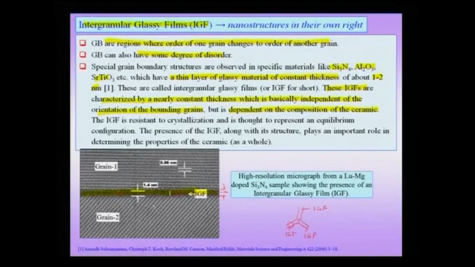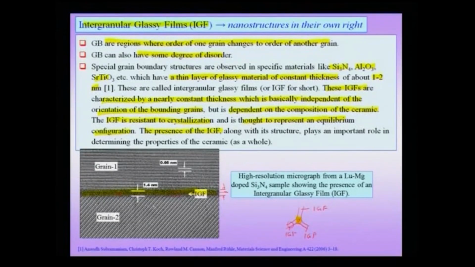That means, suppose you put more and more calcium, then it only retains a certain amount of calcium in the IGF region, and the remaining calcium would actually go into the triple pocket where there is glass. The IGF is resistant to crystallization and is thought to represent some kind of an equilibrium configuration. So, this is a very important kind of a structure which is some kind of an equilibrium configuration.